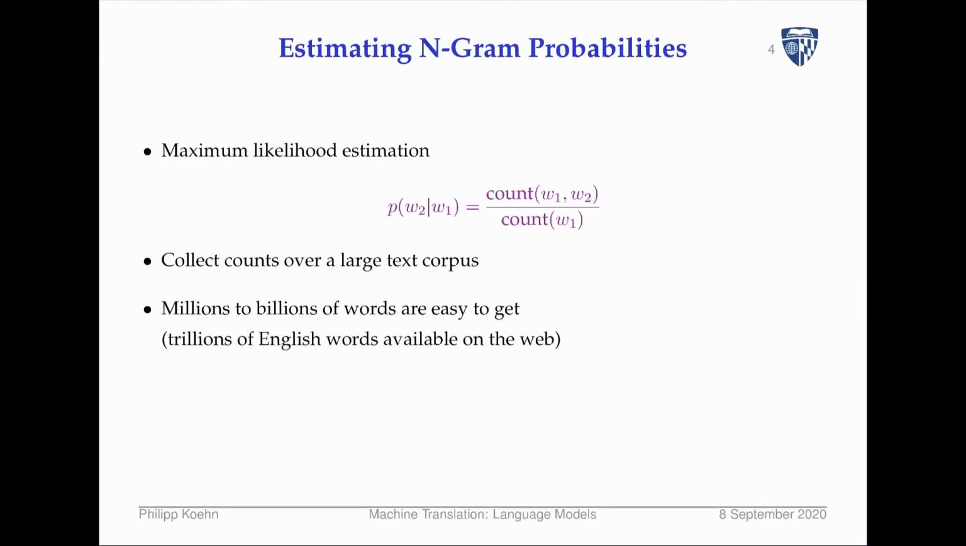How do we get these probabilities now that we need for the n-gram language model? Well, we just do fairly straightforward maximum likelihood estimation. At least that's what we start with. So we count how often have I seen the word sequence W1, W2, and I divide by the count of the history, here the word W1. So all you need for this is large amounts of text and collect counts. It's easy to get millions and billions of words of text. There's even, if you really want to go overboard, you can get trillions of words of English if you just download the entire internet.